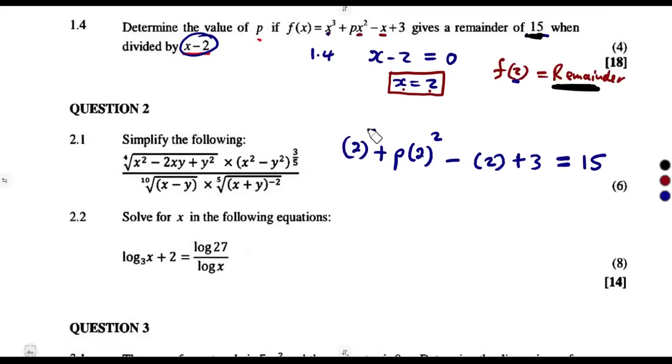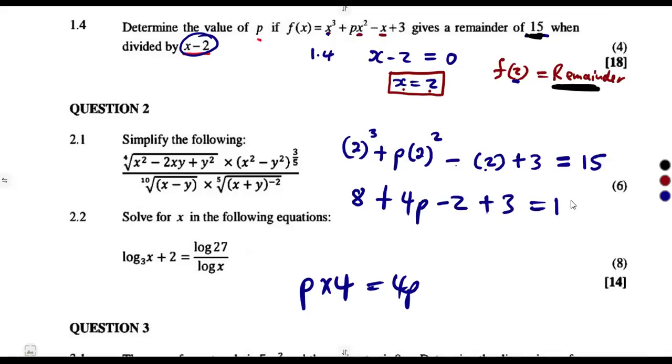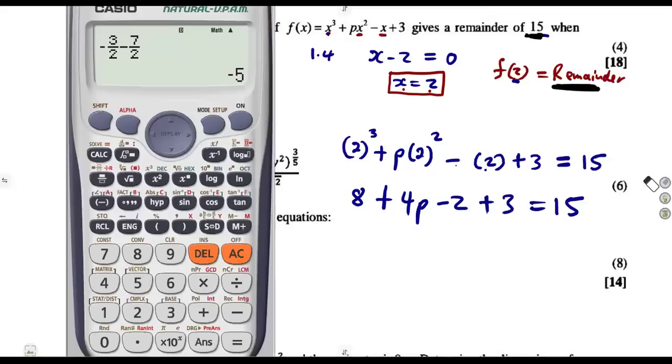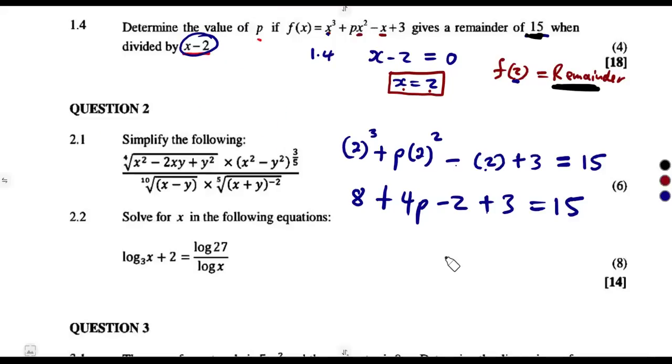Simplify these values. 2 to the exponent of 3 is 8. 2 to the exponent of 2 is 4, and 4 times p is 4p. Then minus times 2, which is minus 2, plus 3 is equal to 15. So let's collect the like terms, guys. From the left-hand side, we've got like terms: 8 minus 2 plus 3. If you combine these numbers together, you're going to get 9. So that's 9 plus 4p.